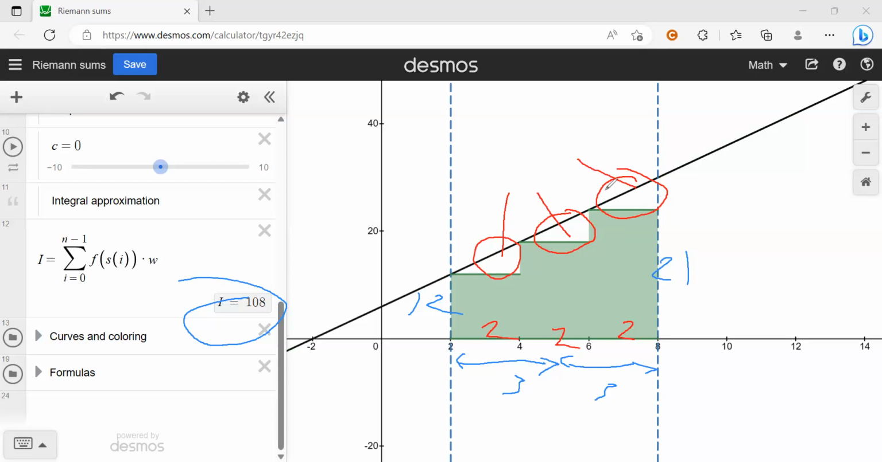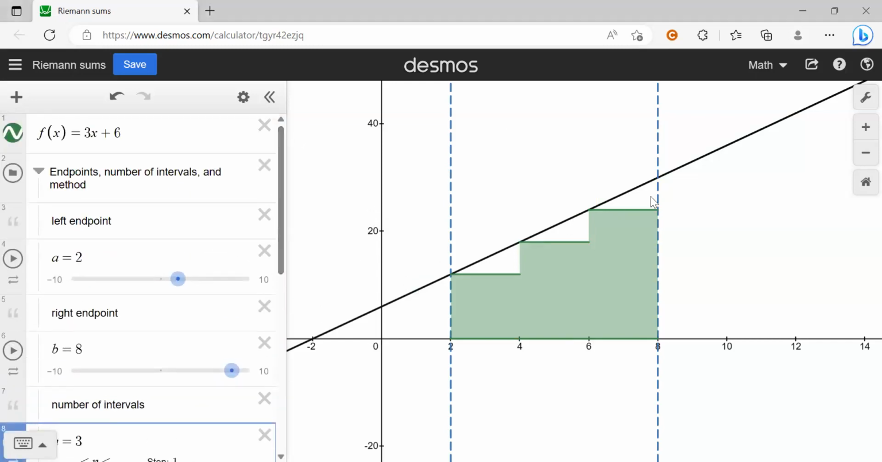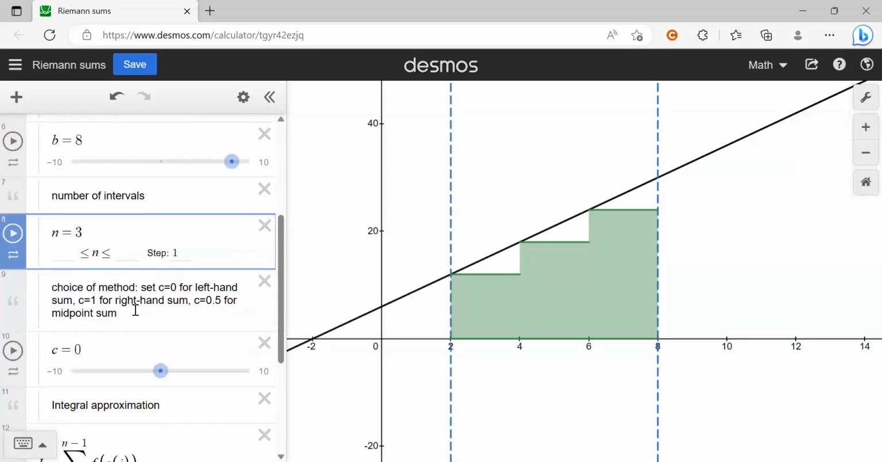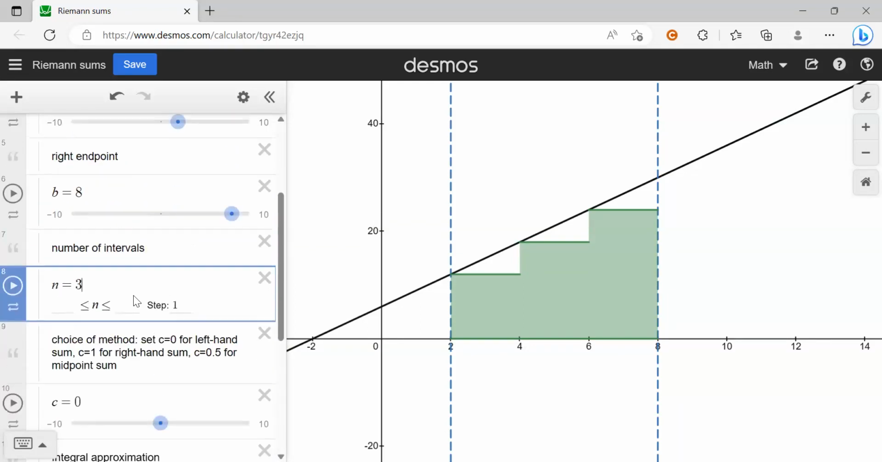So what do you think will happen if I increase the number of rectangles? What happens to the sum of the white color areas, the gaps? Less, smaller. What happens to the green color area? More. But will it go more and more and more? Will it go to positive infinity? No, right? It will just keep on increasing.